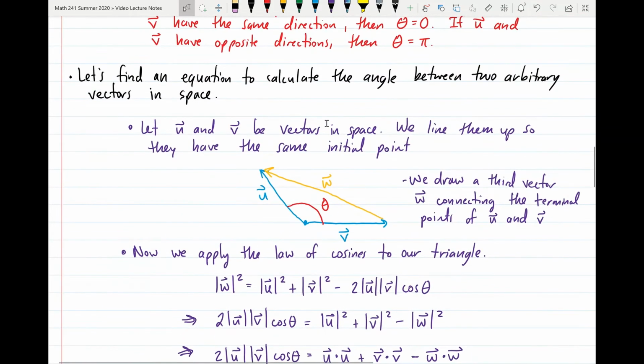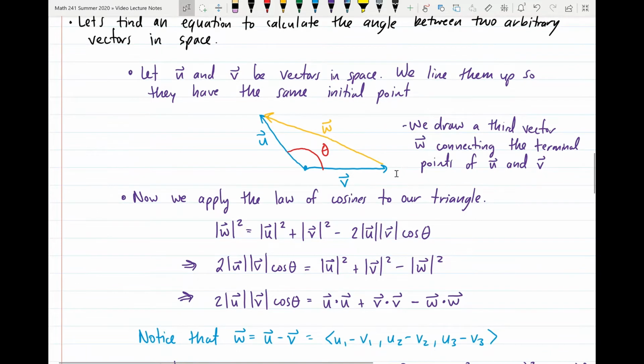So let's go through the proof, but I'm going to treat it as a motivation here. Let u and v just be arbitrary vectors in space. Then we can line them up so they have the same initial point, and we end up getting this diagram that I have drawn here.